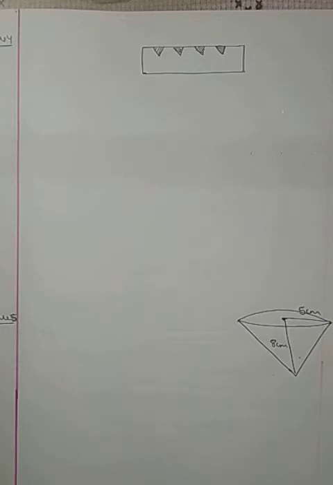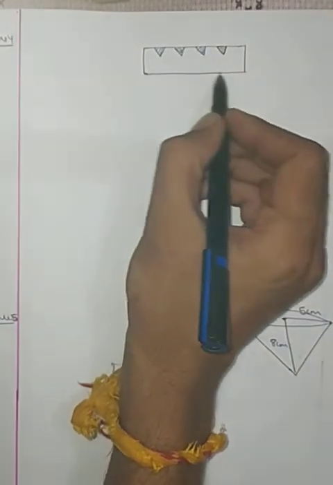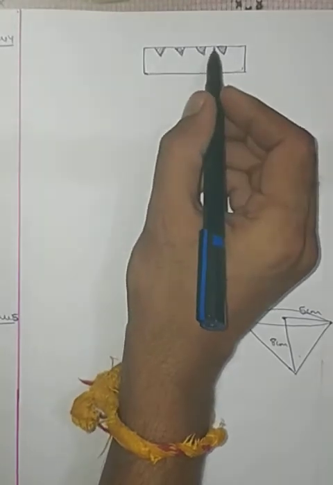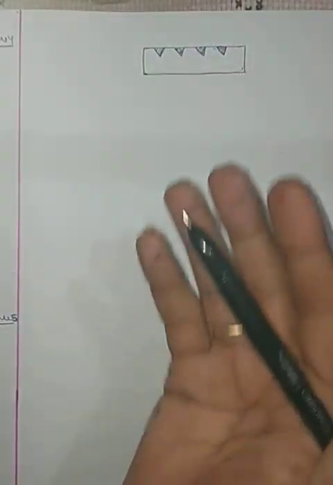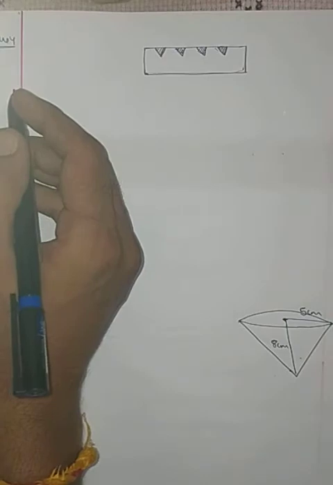Now coming to question number 4, what does question number 4 say? A pen stand made of wood in the shape of a cuboid has conical depressions. Conical depression means the shape of a cone is carved out from this. Some volume of this cone is taken out of the block. We need to find the volume of the wooden block.